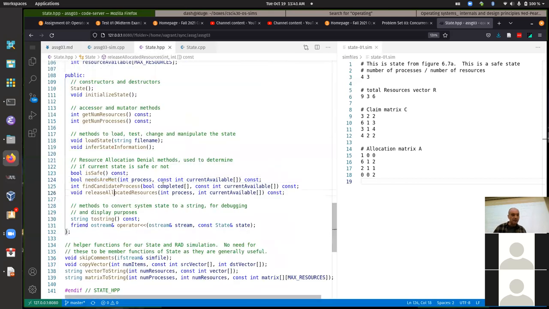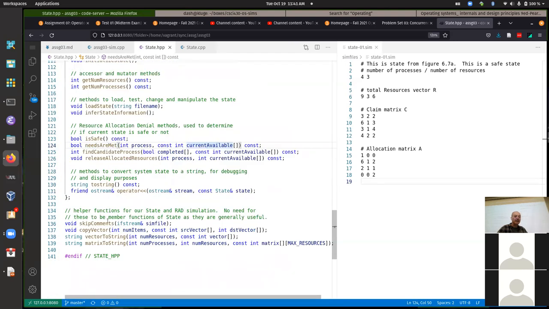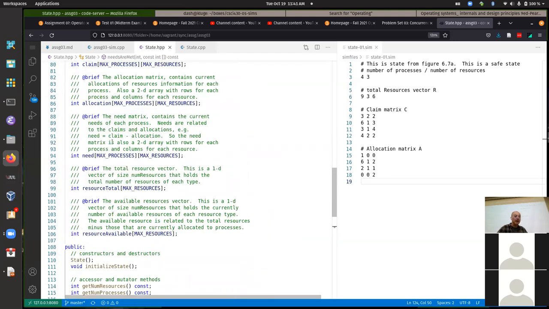So let's look at it concretely. For the needs are met function, we pass in the process ID. For example, for this state, we've got processes 0, 1, 2, or 3 for four processes. So the process ID could be 0, 1, 2, or 3, if we have four processes like we do here. And then we actually pass in current available. Now we do that for a reason. You've got the current available as a member variable.